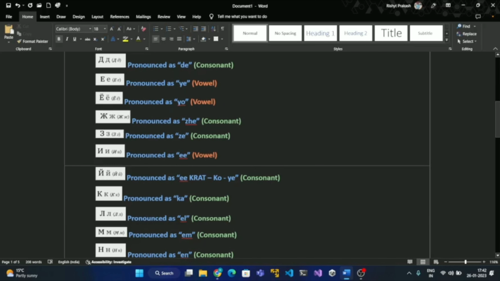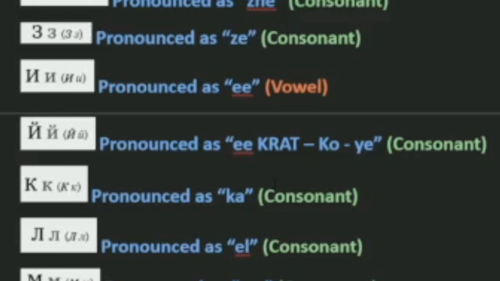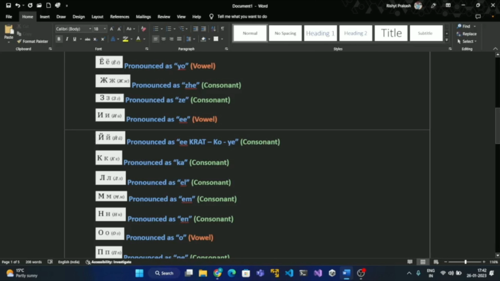Then we have Zh, which is a consonant. After that, we have Z, which is also a consonant. After that, we have I, which is also a vowel. The next one is a little similar, but it is said as I Kratkoe. The first part is I, which is the same as the previous one, but then the accent, which is at the top, is pronounced as Kratkoe. So it is collectively pronounced as I Kratkoe.